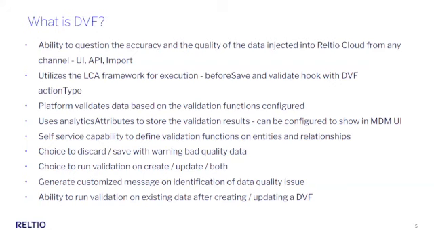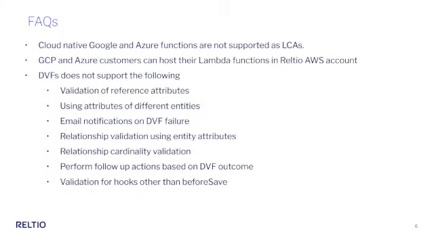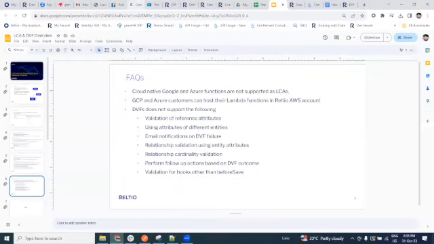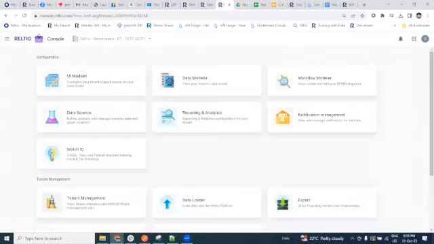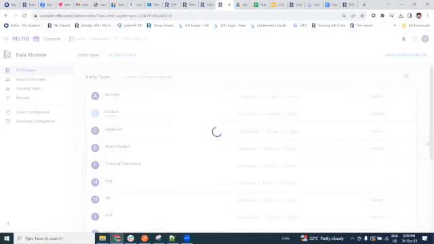After that, I started doing a short demo and showing how the data validation functions can be configured in the UI. So this is the place where you do it. In the console, when you go to the data modeler and you select the entity or relationship where you want to configure your data validation functions.